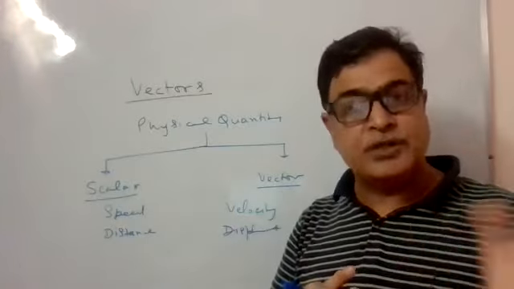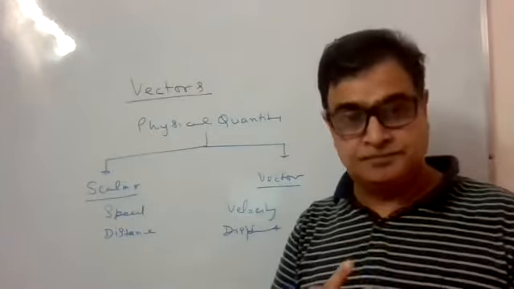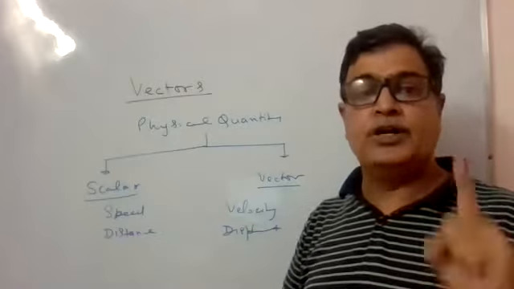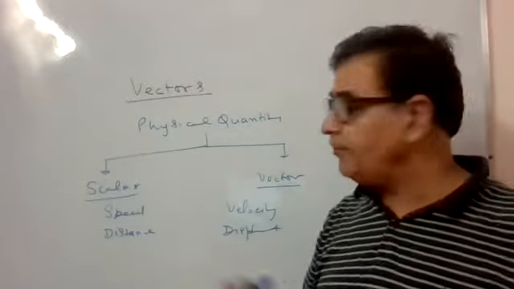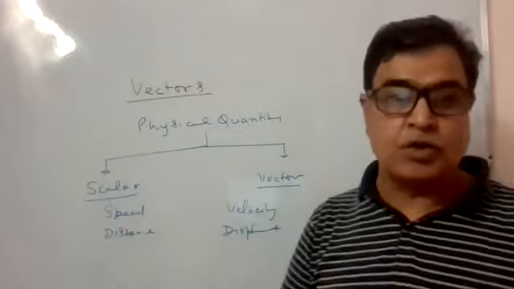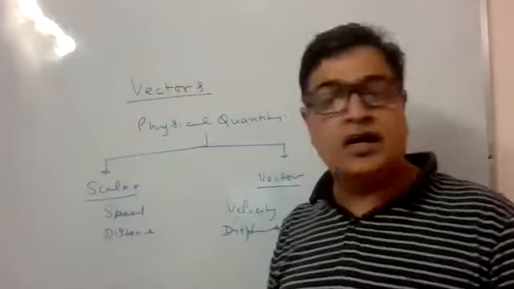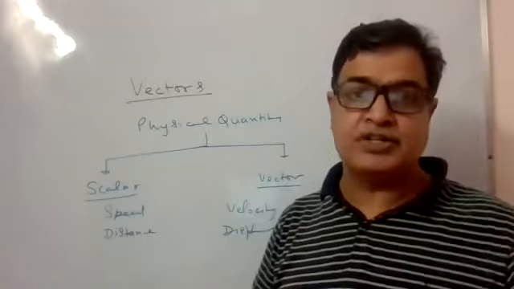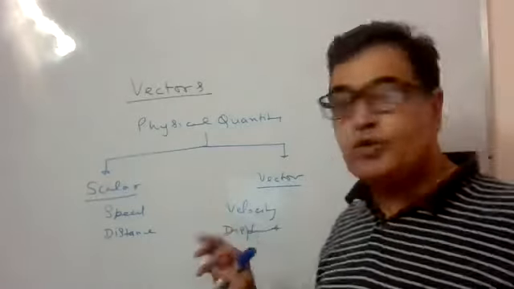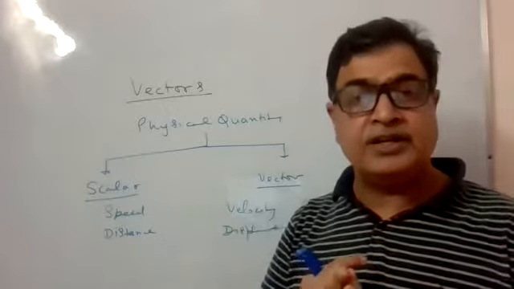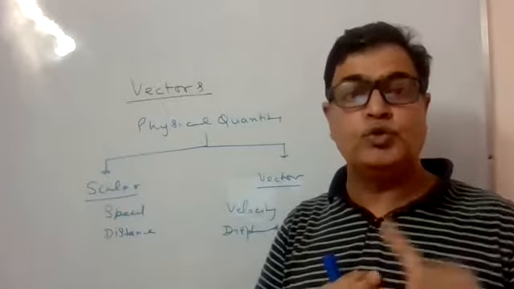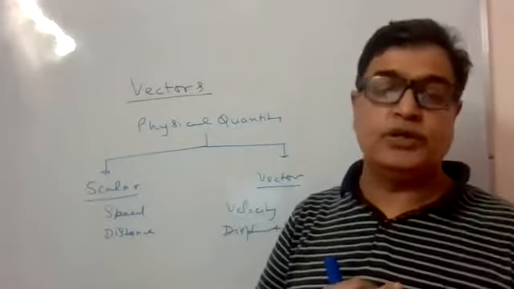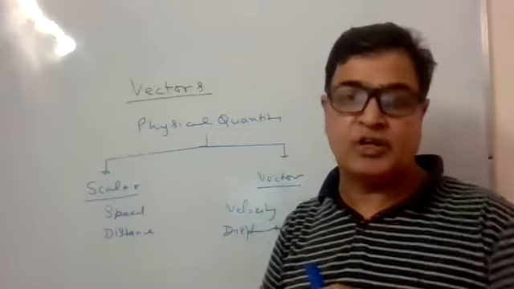So we will have a speedometer or an odometer in the vehicle, and that will tell you the distance covered in 1 hour. That is the instrument which will tell you speed. But that will not tell you the direction in which you are moving. When you think about velocity, the speed should be known to you with the direction. In what direction you are going and at what speed you are going, if the two things are combined, we call that velocity.